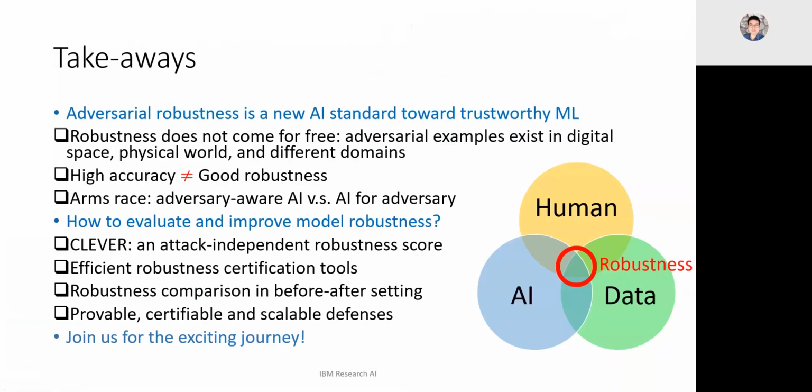So eventually, I think the next thing that we are going to focus on, and also the trend of the whole research community, is to look into provable, certifiable, and scalable defenses. As you can imagine, there is a lot of fun in this research area. And if you are interested, feel free to contact me or any colleagues within IBM that you know of and join us for this exciting journey. So indeed, I believe robustness is an intersection of human perception, the AI model, and also data quality. So this is a very challenging but also very salient job that we need to solve.